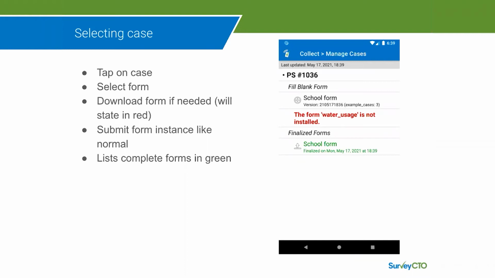If a blank form needs to be downloaded to the device, it will say in red that the form needs to be downloaded. You can tap on that red text to be brought to the Get Blank Form menu to download that form. When a form is complete, it will appear in green under Finalized Forms, as you can see in this screenshot.